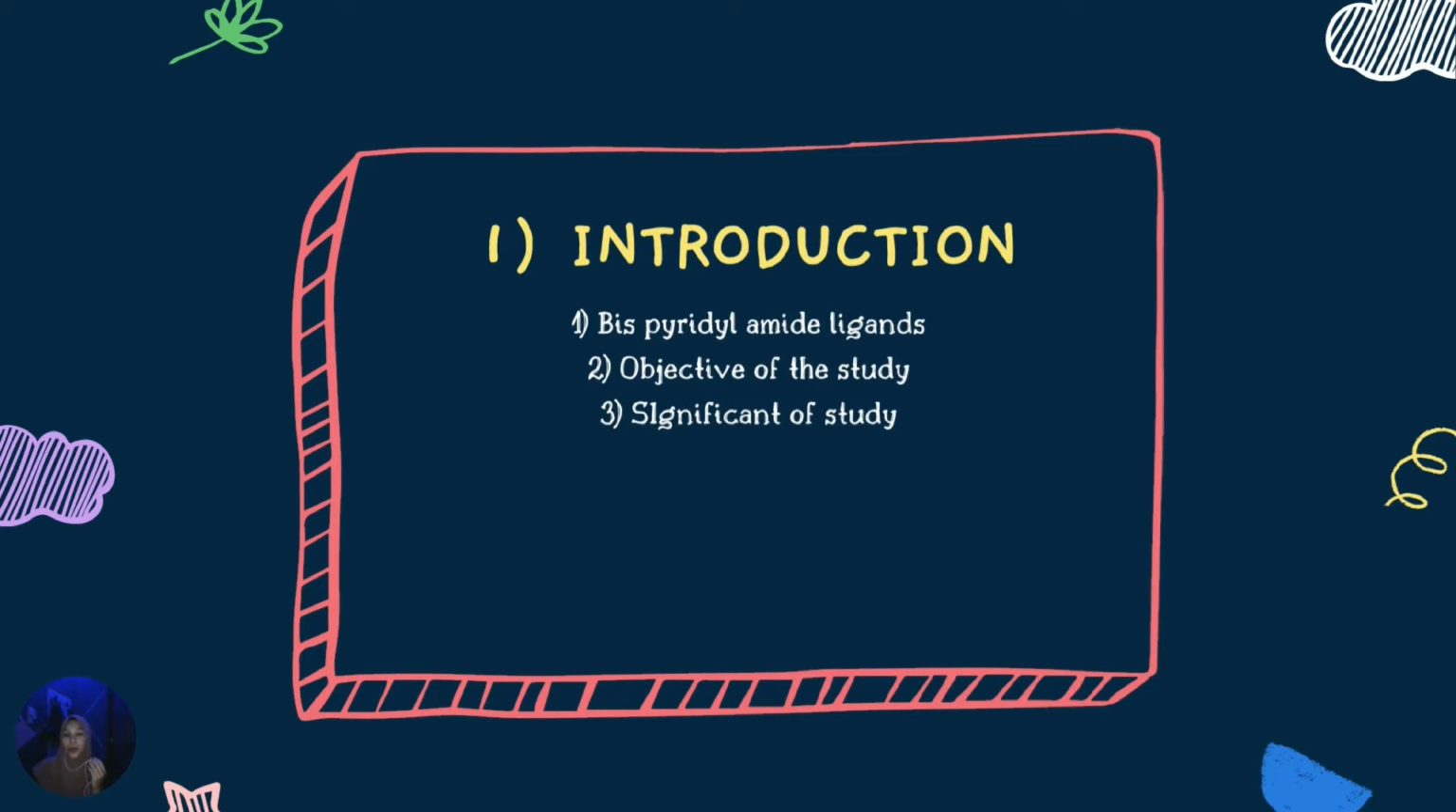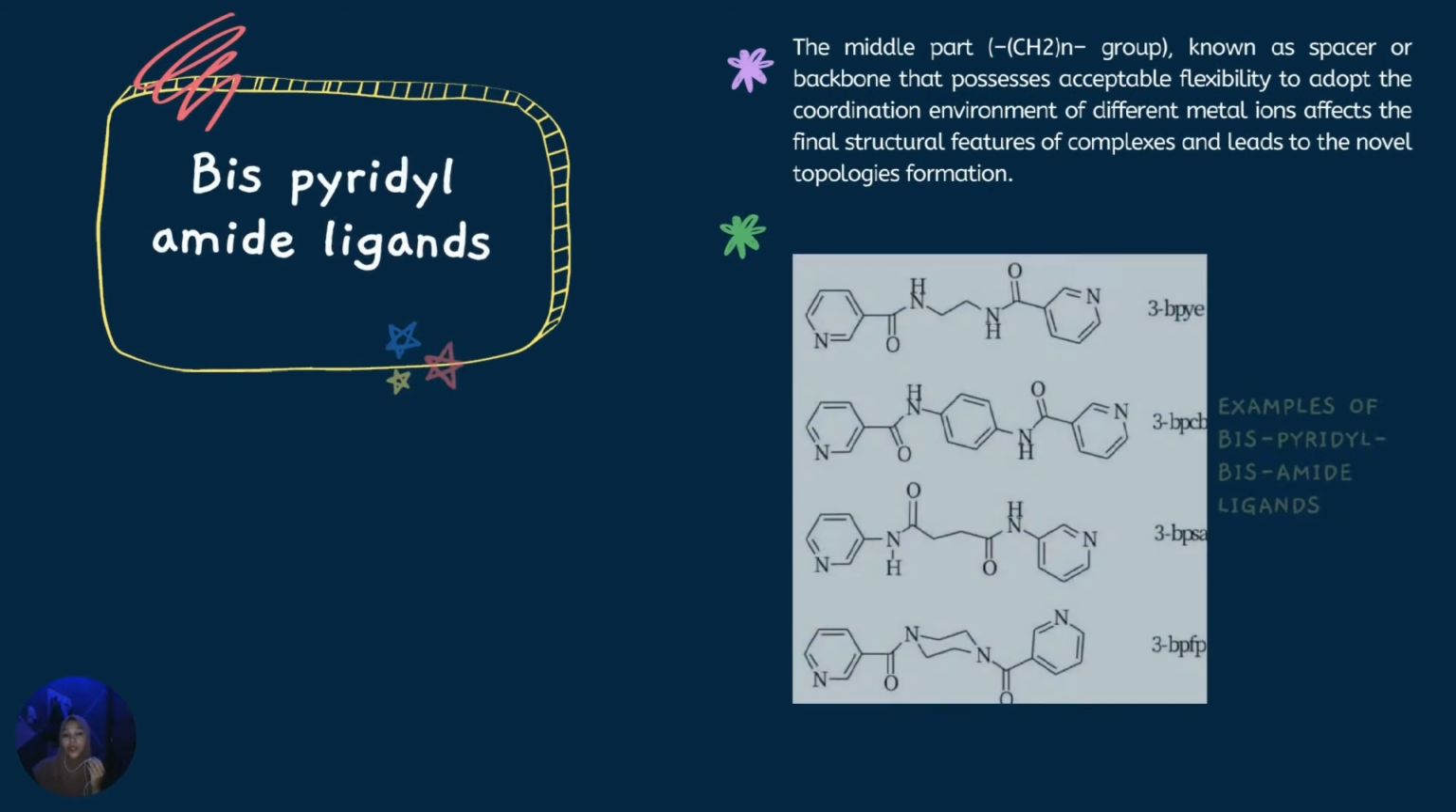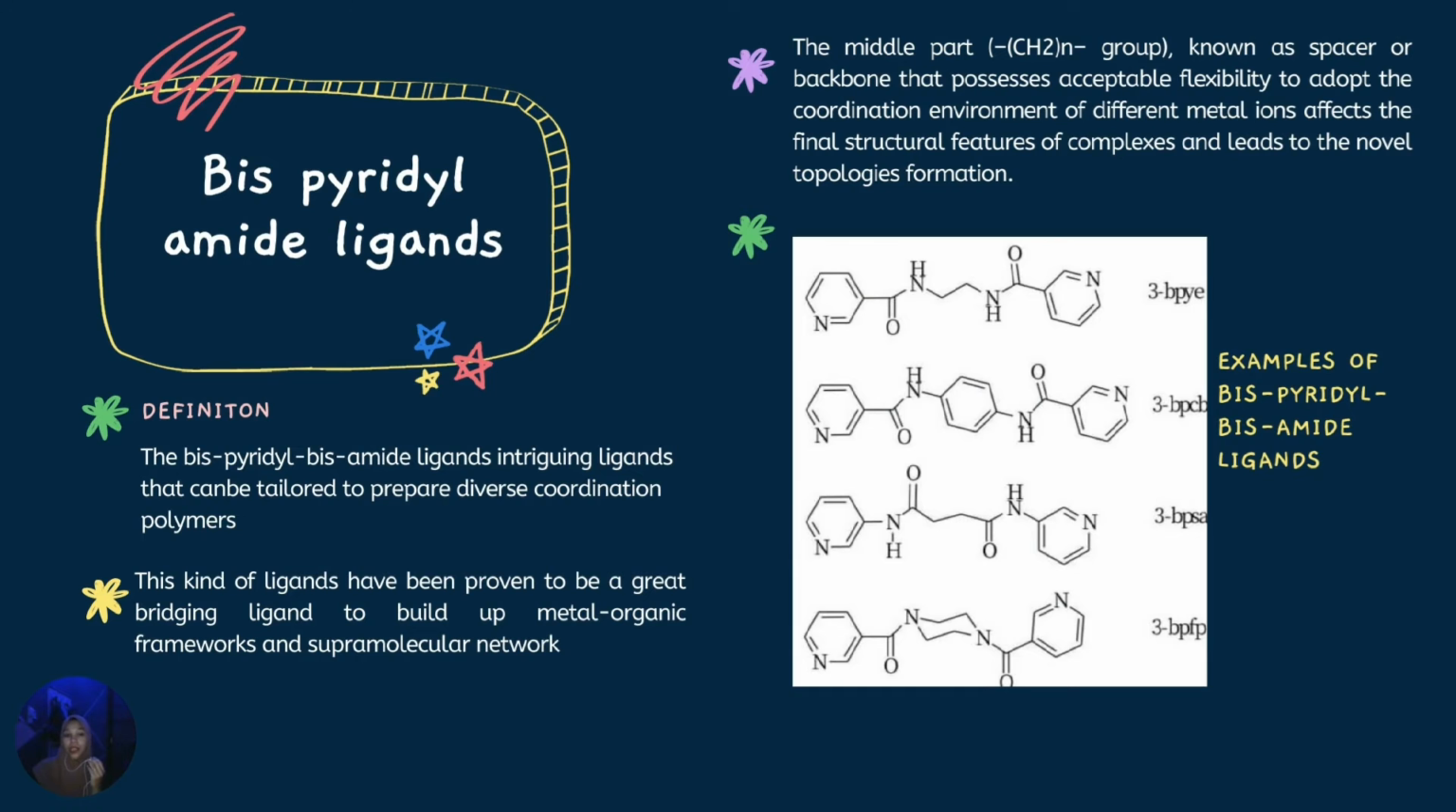Under introduction, I will explain about bis-pyridyl amide ligand, objective of the study and significance of study. First is bis-pyridyl amide ligand. These ligands are generally known as interesting ligands that can be customized to provide a wide range of coordination polymers. These flexible ligands are a great bridge to build metal organic frameworks and supramolecular networks. This is because of their ability to satisfy the coordination requirements of metal ions with the bending of their backbones for relevant twist angles and interact with each other by hydrogen bonds between amide groups.